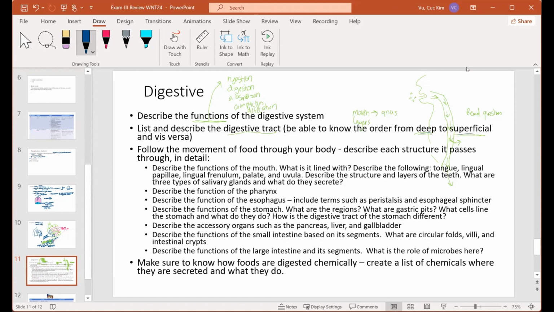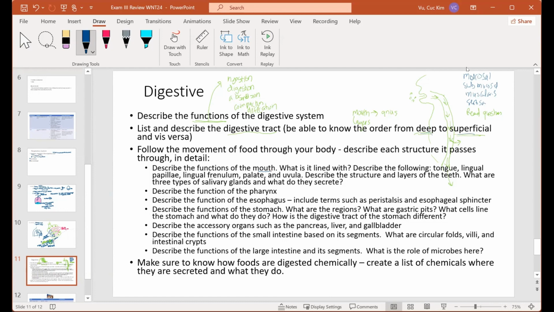Because that's going to make a difference between whether you're going from mucosa, submucosa, to what? Muscularis, to serosa, or the reverse. Okay? Then go through, starting from the mouth.